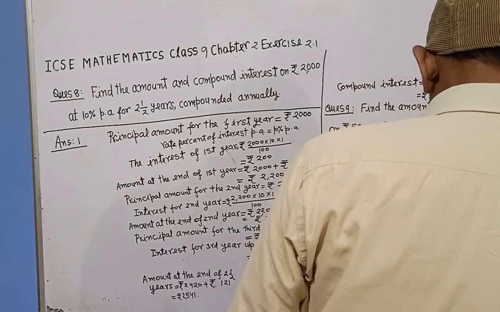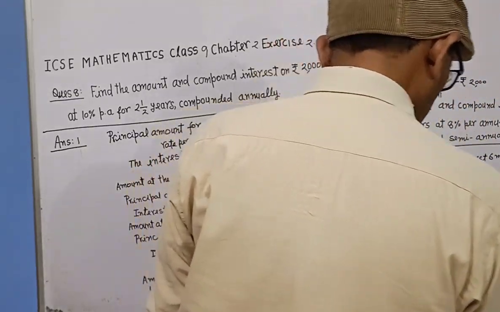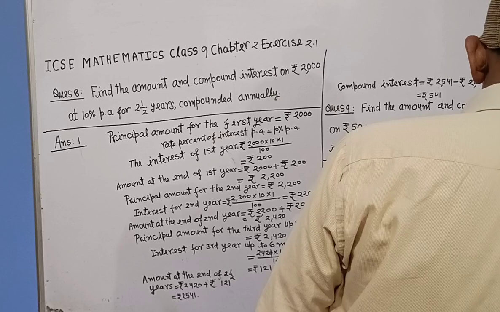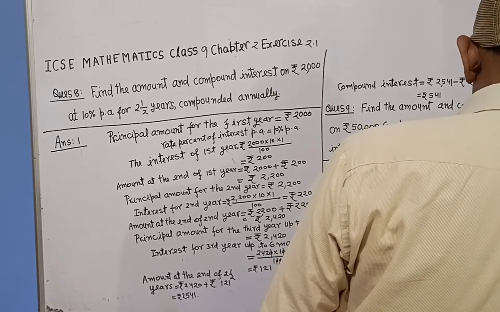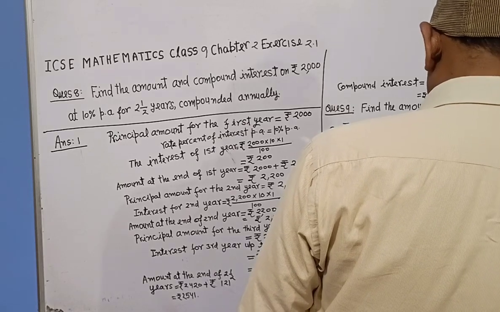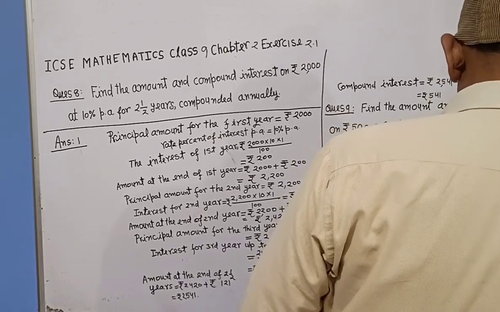2,163.20. Amount at the end of the third 6 months equals rupees 54,080 plus rupees 2,163.20, which is equal to 56,243.20.